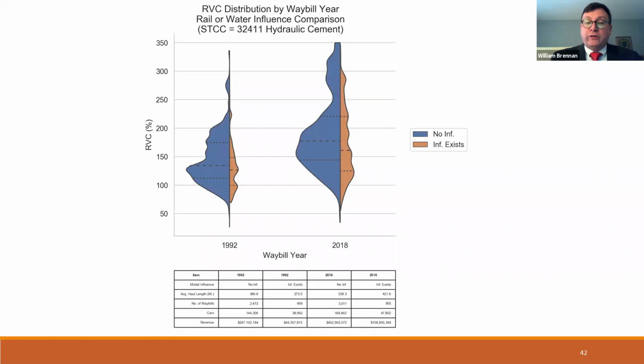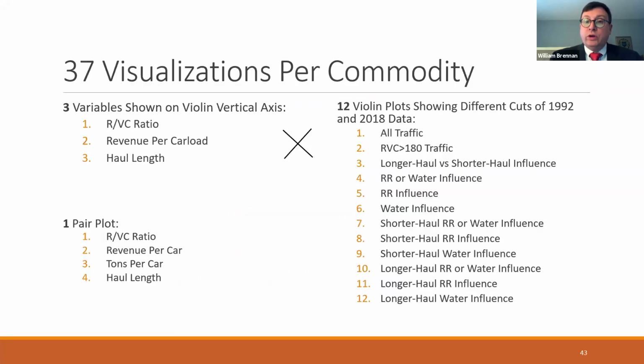So these are examples of the sorts of violin plots we've created, and for each commodity, we created 37 data visualizations consisting of the one pair plot and 3 sets of 12 violin plots.